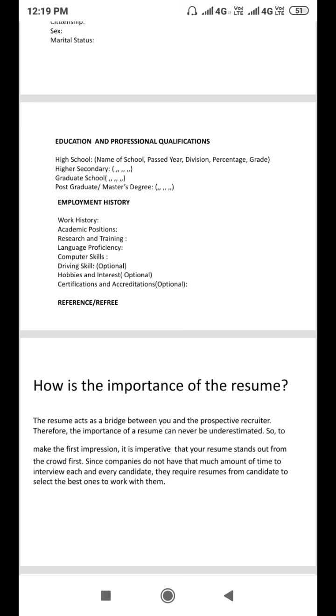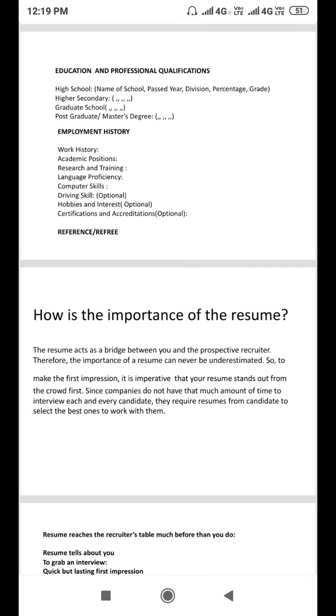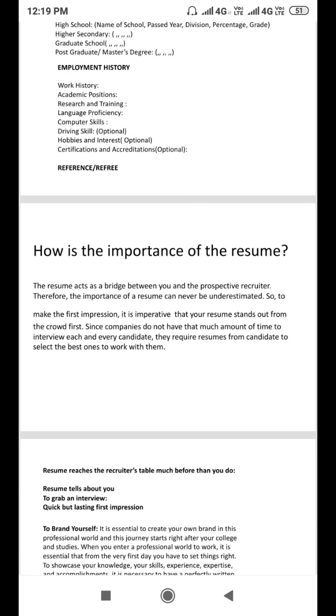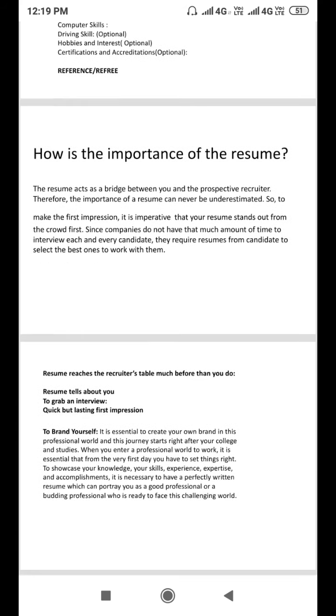Okay. And you can also say something about your hobbies and then interests. They are also optional. They are not very important, but still you can write them. If you have got any certification, you may have participated in some programs or some training, then you can talk about certifications and accreditations. They are also optional. And lastly, you can mention a referee, okay, the famous person whom you know, so they can give a reference to your prospective employer. Now let's talk about its importance.